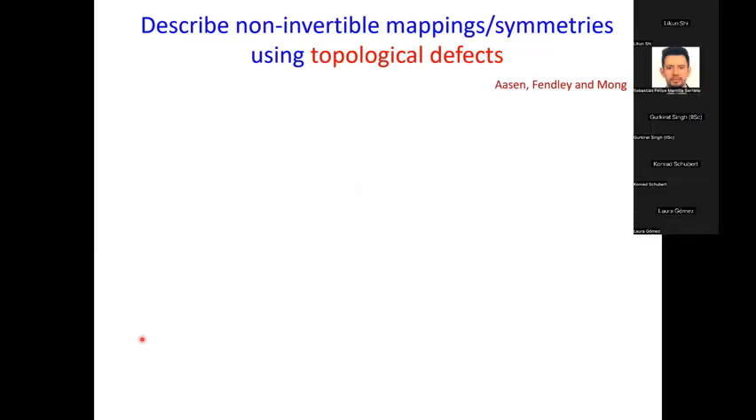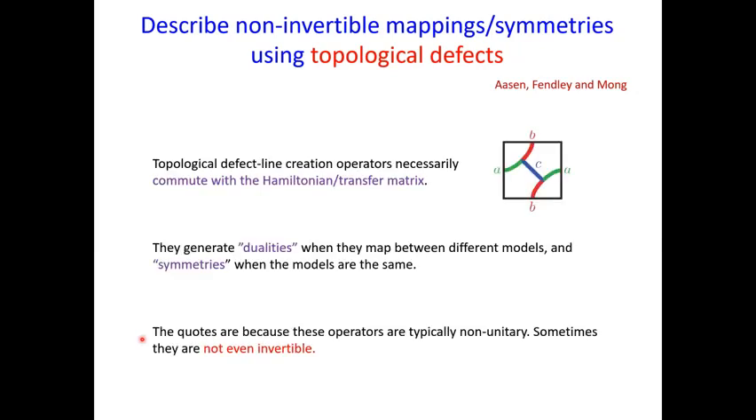And one of the key ones came from this paper with David and Roger. In particular, the way to implement non-invertible mappings and symmetries is via topological defects. And the way that goes, so this is just a schematic picture. Again, I'll come back to this in more detail as we go on, but I just wanted to give a very schematic picture of what these things are.